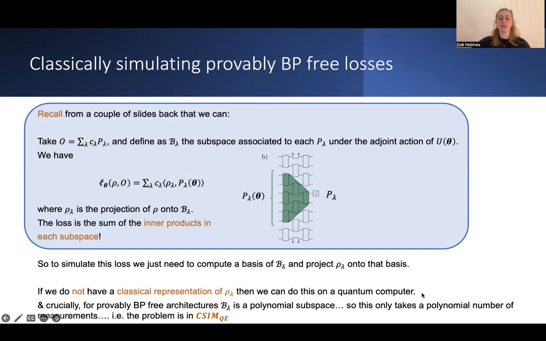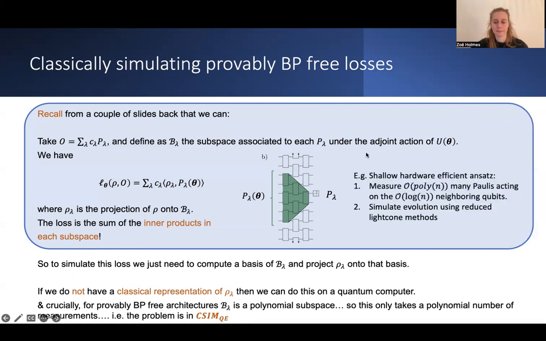So in the case of the hardware efficient ansatz, you'll just be projecting your initial state down onto local subsections, basically doing local tomography. Crucially, for provably barren plateau-free architectures, these subspaces are polynomial. So this only takes a polynomial number of measurements, and this means that the problem is in CSIM-QE. For the example of the shallow hardware efficient ansatz, this amounts to measuring poly n many Paulis acting on log n neighboring qubits. Then you can do the U of theta bit using reduced light cone methods to simulate the U of theta, and then you have everything you need in order to compute this loss.